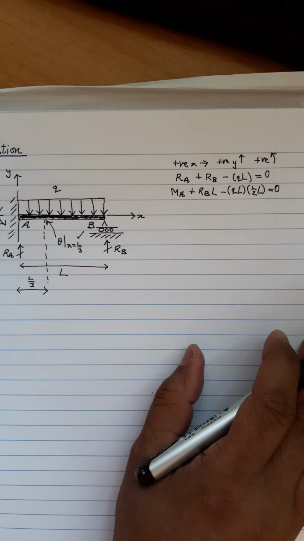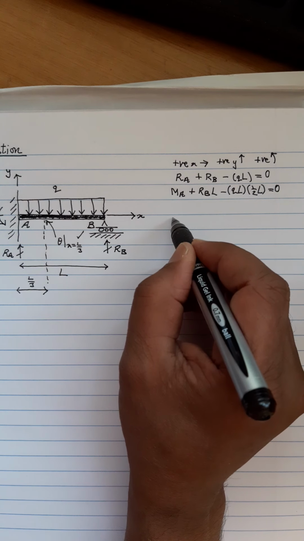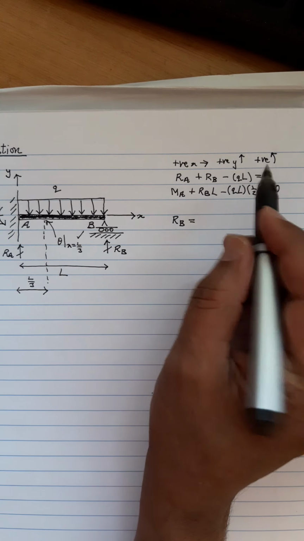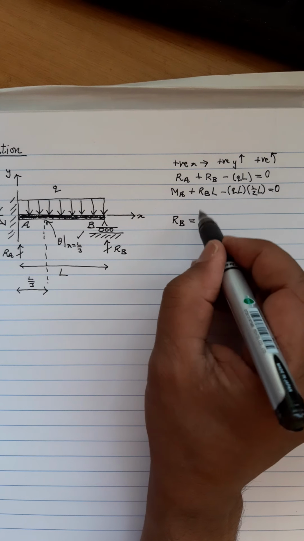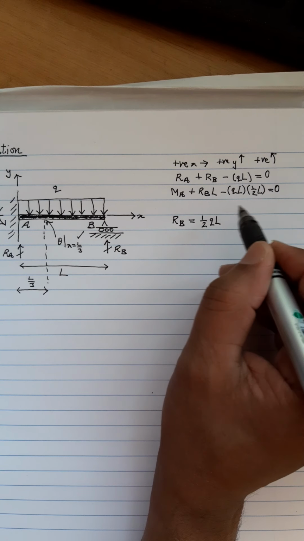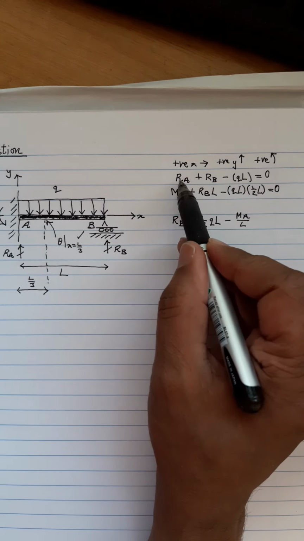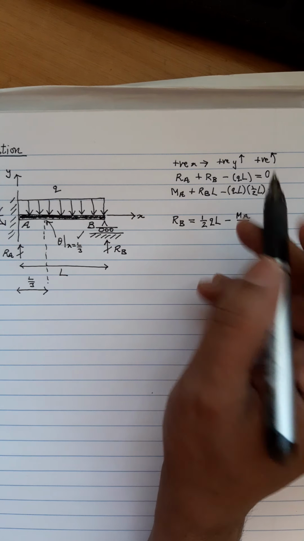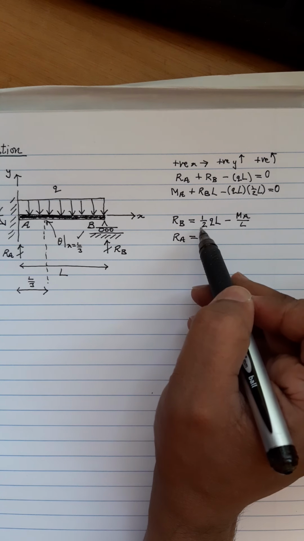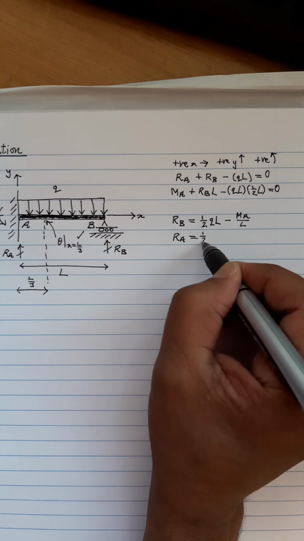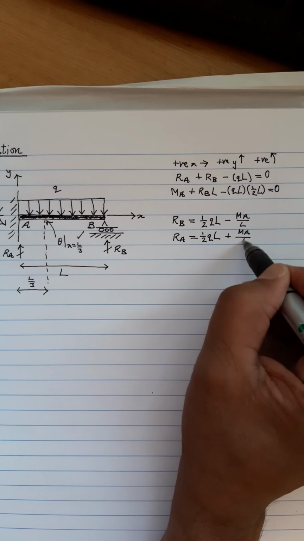Now I can then solve for all of the other reactions in terms of M_A, so it will follow that R_B is equal to, just solve and rearrange from this equation, a half qL squared divided by L, which is a half qL, minus M_A over L. And then R_A would be qL minus R_B, so R_A is equal to qL minus a half qL, which is a half qL, and then plus M_A over L.